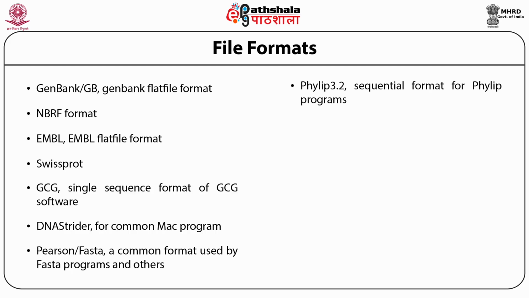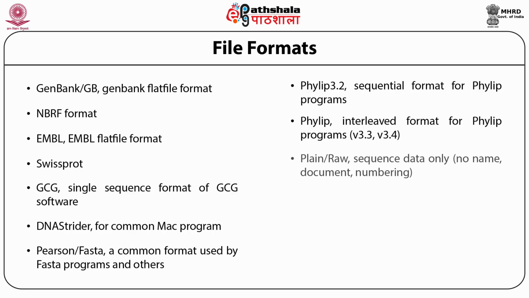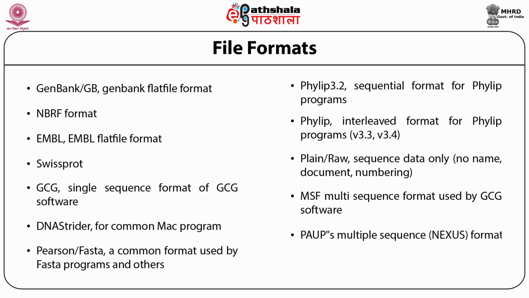format, Phylip 3.2 sequential format for the phylogenetic program, then Phylip interleaved format for the Phylip program, plain or raw sequence data only, there is no name or document numbering, then MSF multi-sequence format used for the GCG software, then PIR, also the multiple sequence Nexus format, and ASN.1 format that is used by the NCBI. So these are the different file formats, and they all have their own advantages and disadvantages, and especially they are readable by different software. That's why different kinds of formats are assigned for the sequences.